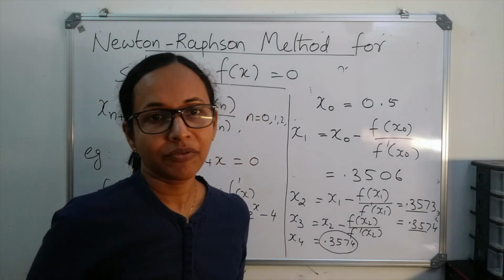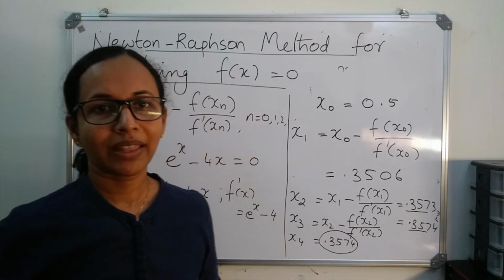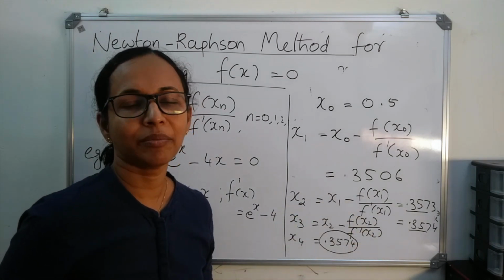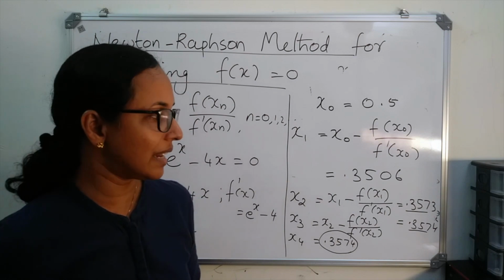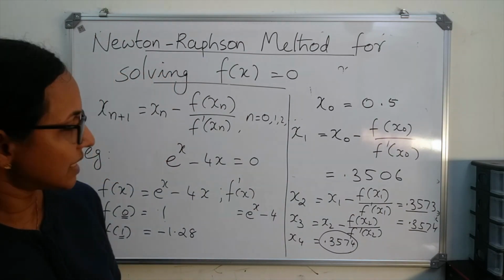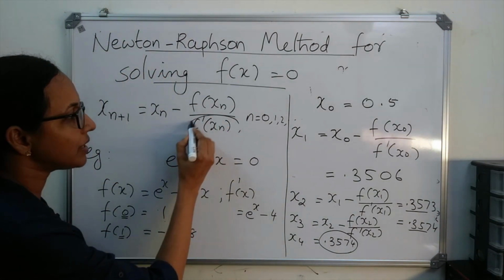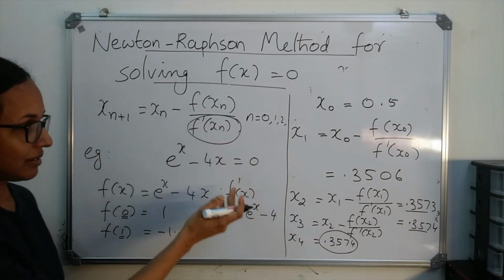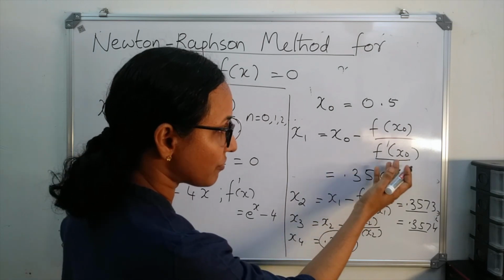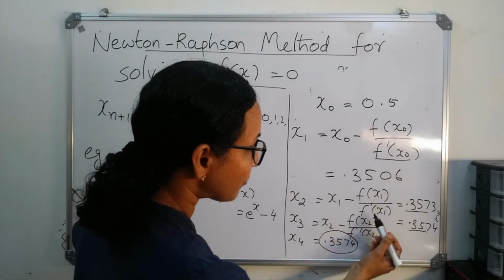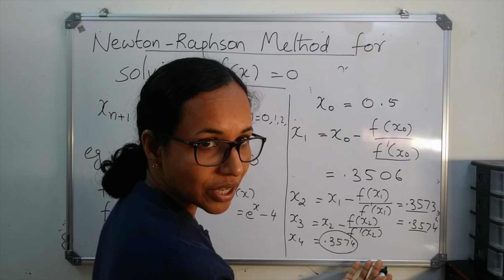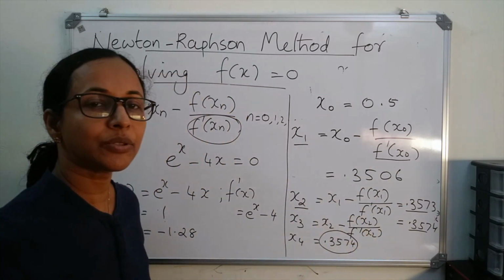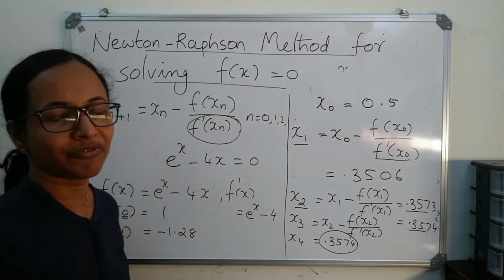This Newton-Raphson method is a simple method, and its speed of convergence is good. In a finite number of steps, you will get the final answer. But it fails when the denominator is 0. Suppose f dash xn is 0 at any of these steps, say f dash x naught is 0, or f dash x1 is 0, or f dash x2 is 0. At any of these points, if the derivative is 0, then this method fails.